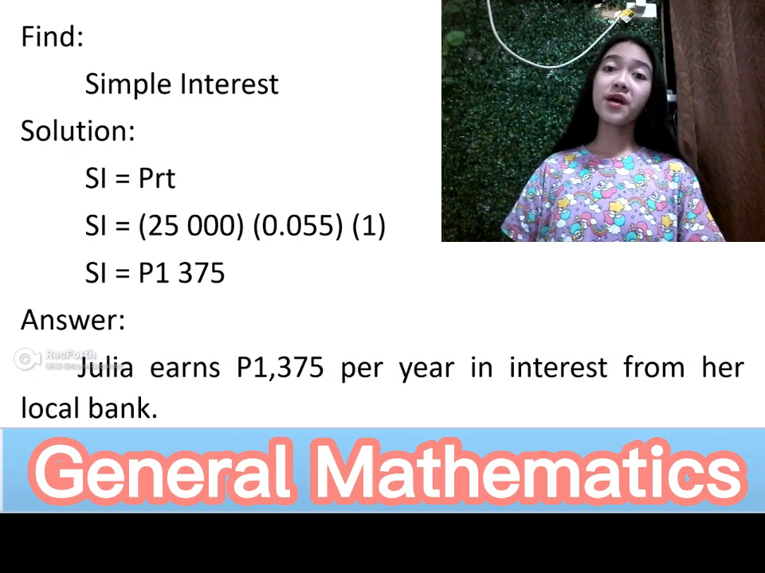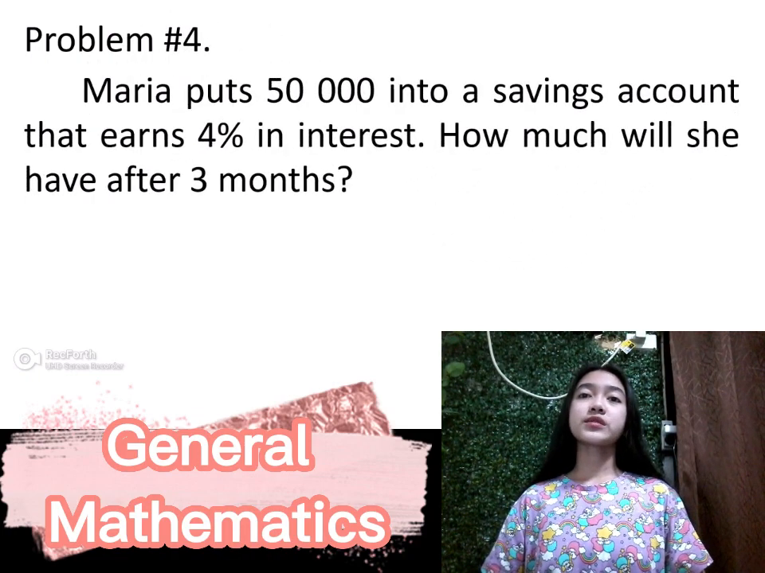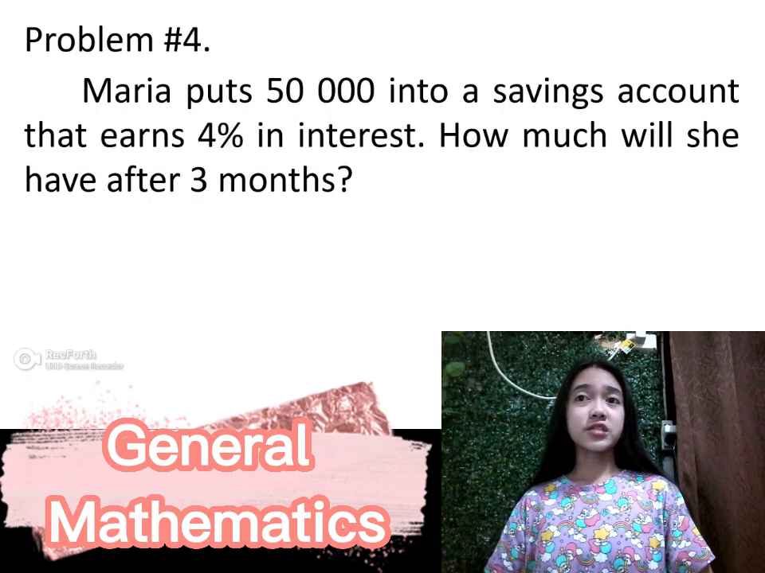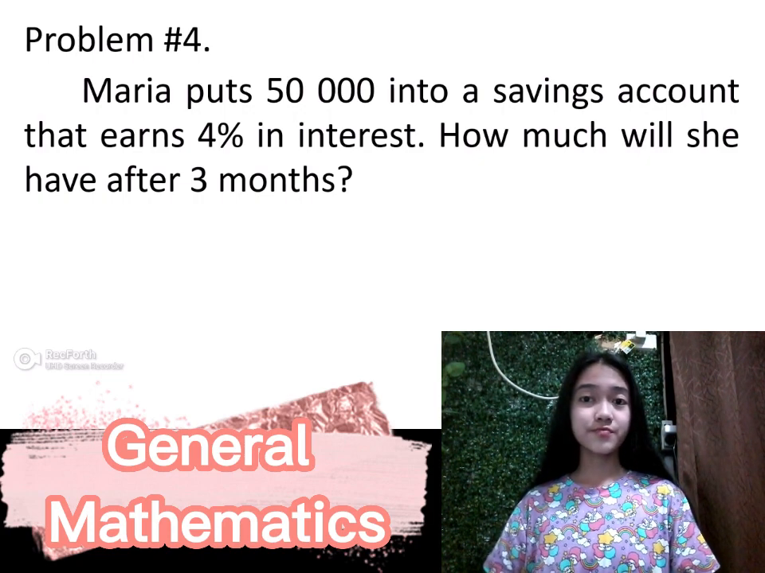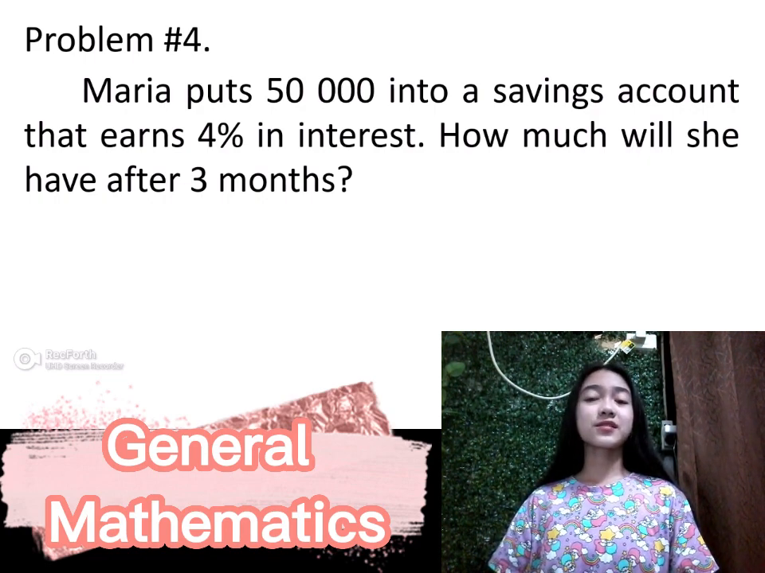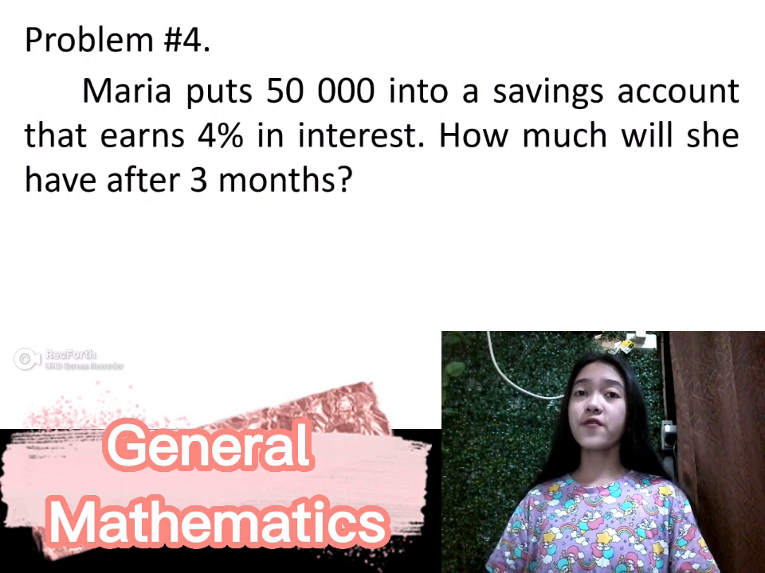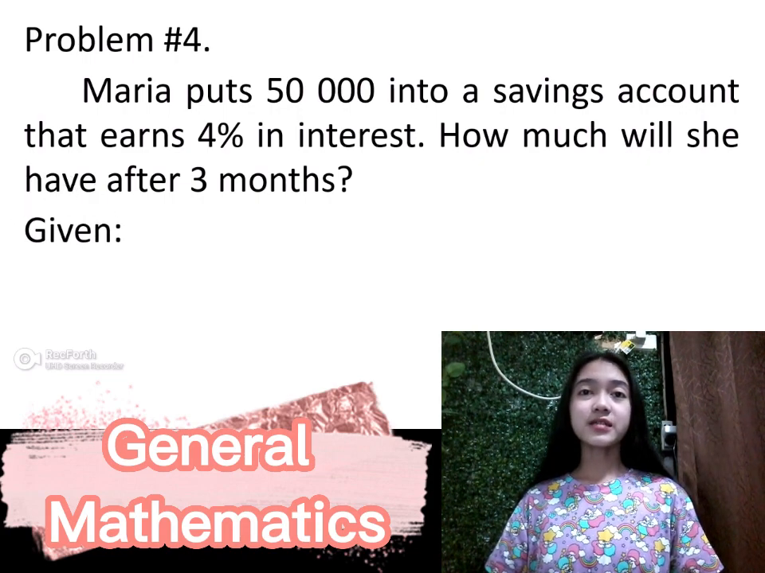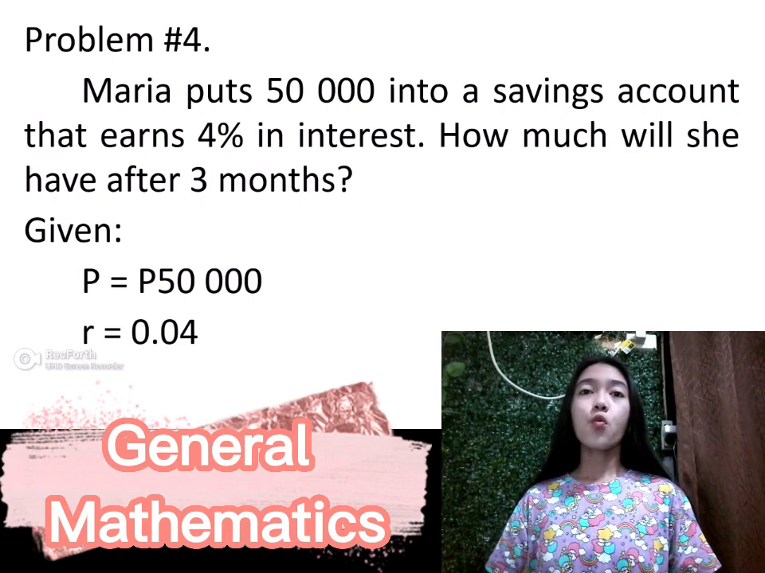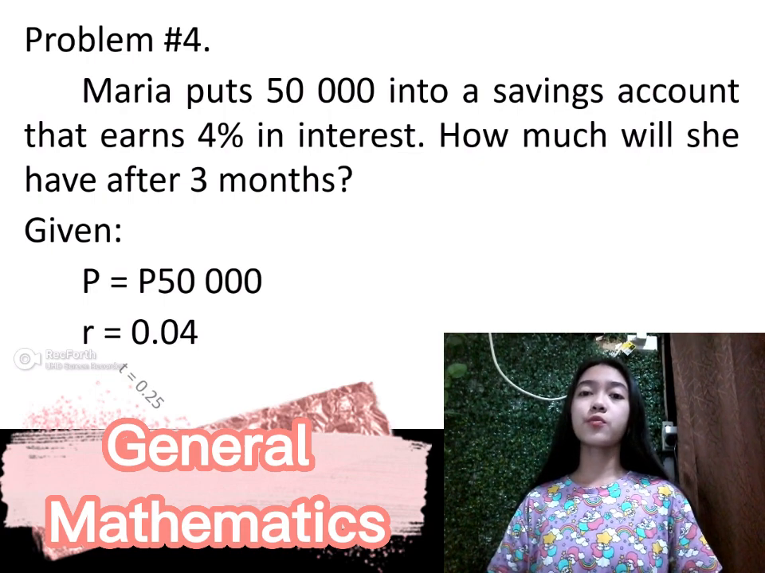Next, we'll have problem number 4. Maria puts 50,000 into a savings account that earns 4% in interest. How much money will she have after 3 months? To solve the problem correctly, we'll have to find the given of the problem first, which are P = 50,000, R = 0.04, which is the decimal form of 4%, and time is equal to 0.25.